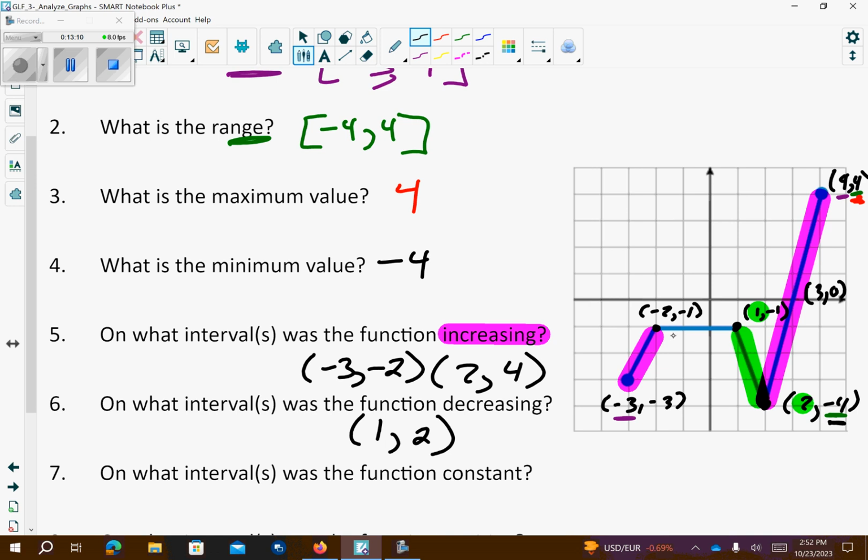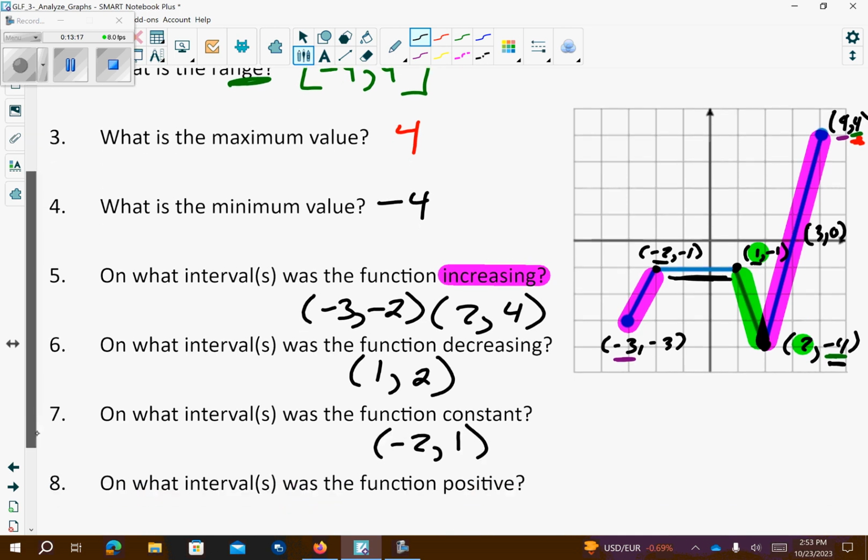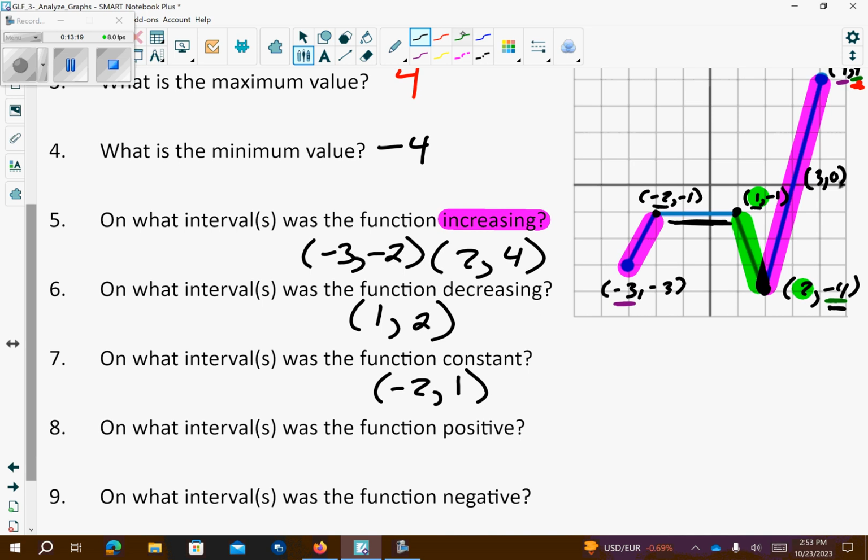Where is it constant? This is the constant region. So from -2 to 1, it's constant between those.